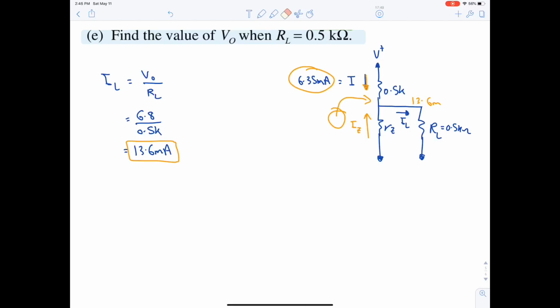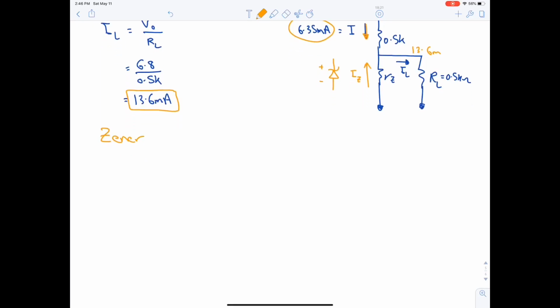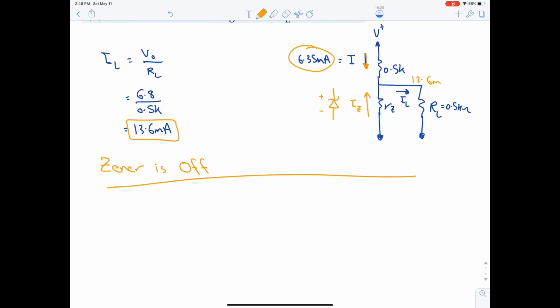Now, if IZ is in the opposite direction and the shape of the Zener was like this, will the Zener be on or off? It's actually off, right? So the Zener is not operating in this case because IL is much greater than I, which is the total source. So here Zener is off. Now we have to replace the Zener with an open circuit.